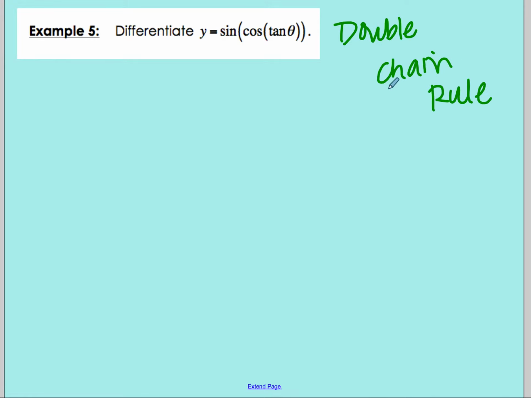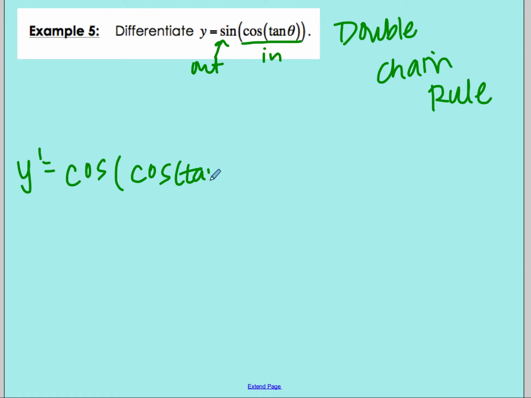So first things first, the inside is all of this. And that makes sine our outside. Okay, so that's our first inside and our outside. So y prime is equal to the derivative of sine is cosine with all of the original inside. So cosine of tangent of theta. Okay, now the way that chain rule works is the derivative of your outside with your original inside plugged back in, okay, times the derivative of my inside.